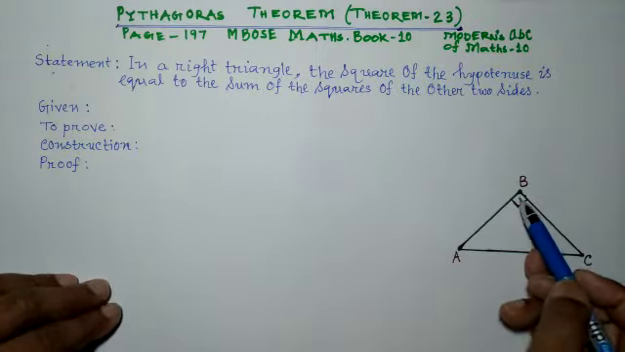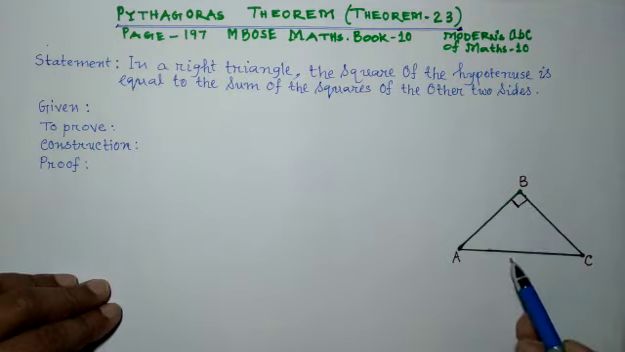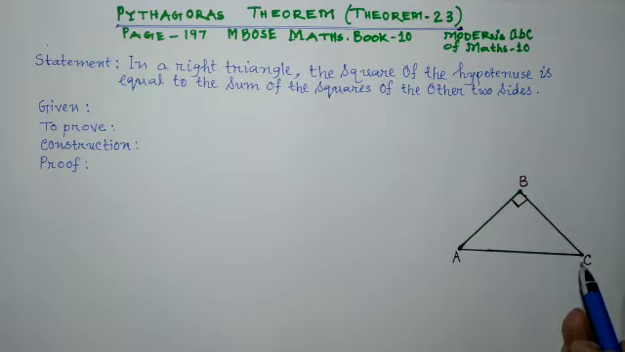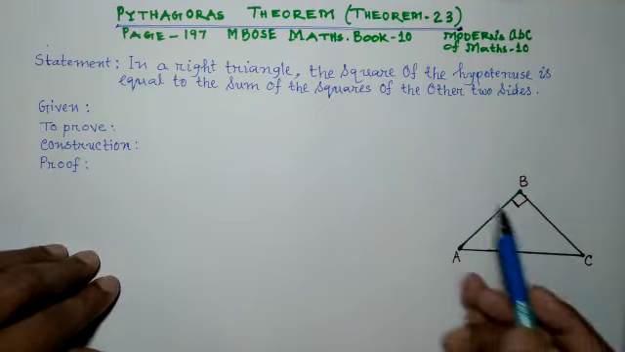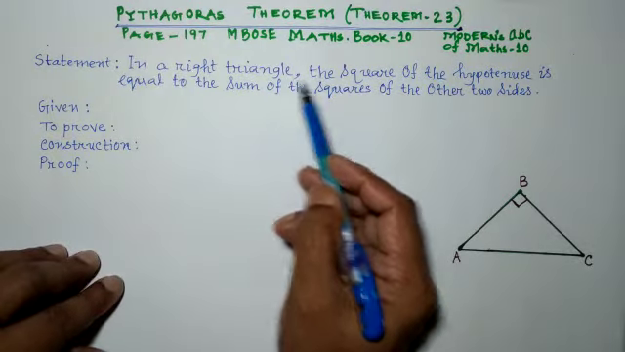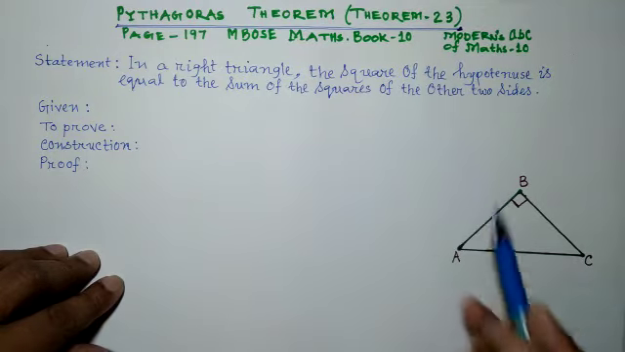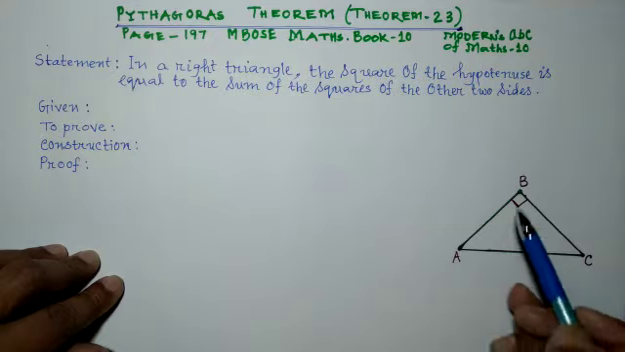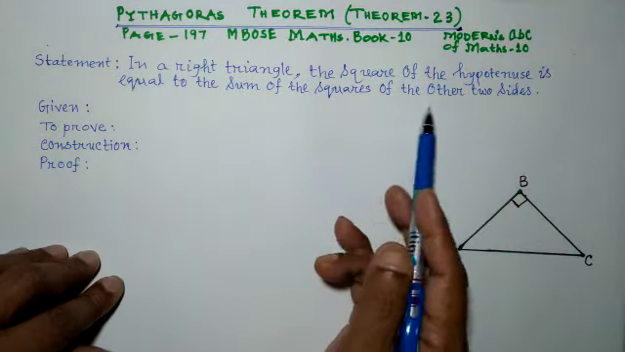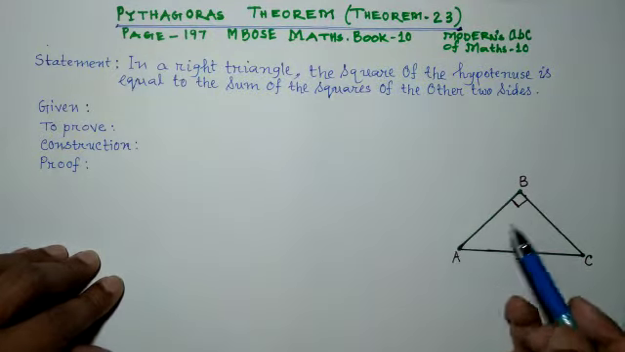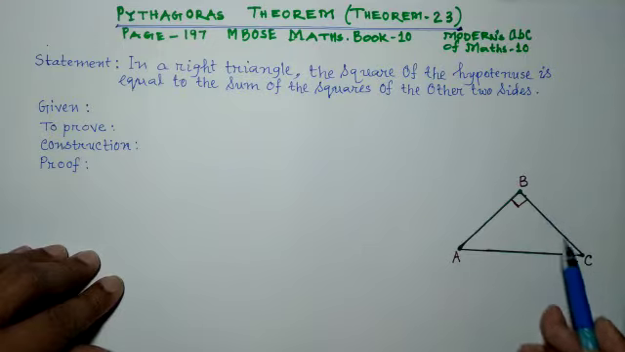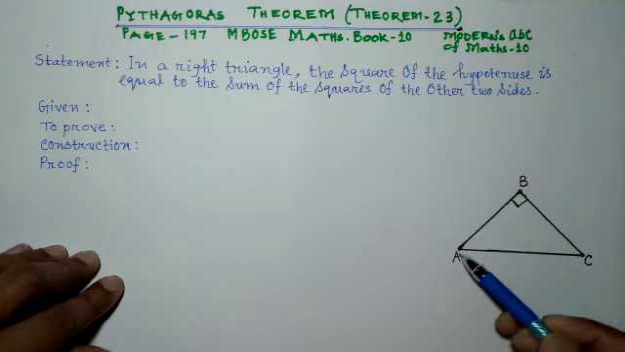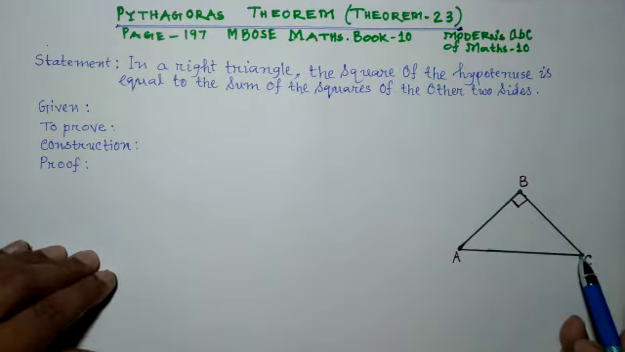From right angle, the opposite side we call hypotenuse. So here the hypotenuse is AC. So if we read the statement, in a right triangle, the square of the hypotenuse is AC. It means AC square is equal to the sum of the squares of other two sides. Other two sides are AB and BC. It means sum of the squares of other two sides will be AB square plus BC square.